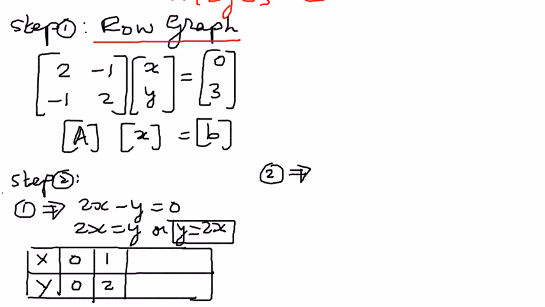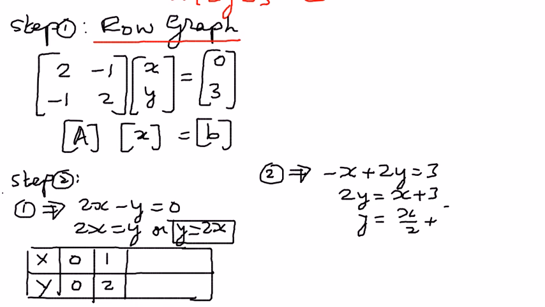The second equation we have here is negative x plus 2y is equal to 3. Right? And if we want to write it in the standard format, we can write that as follows. 2y is equal to x plus 3, or I can also write this as y is equal to x over 2 plus 3 over 2, like that.